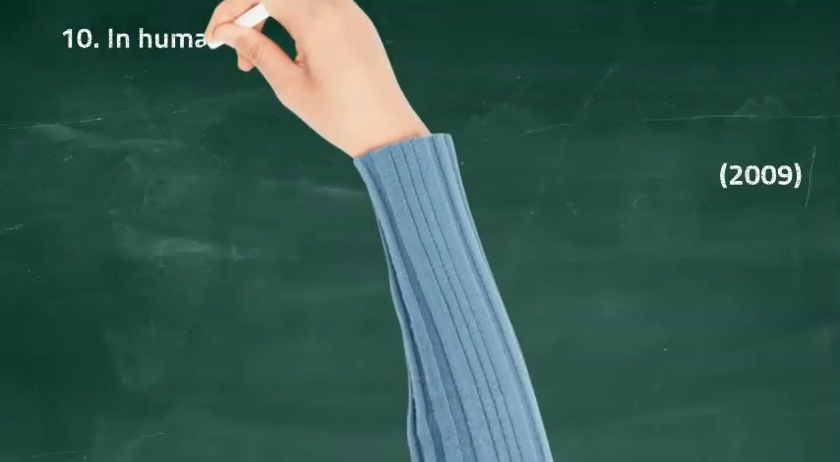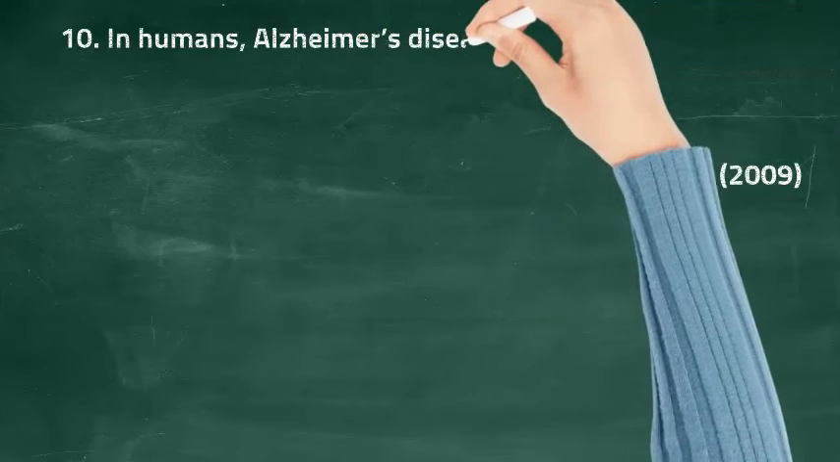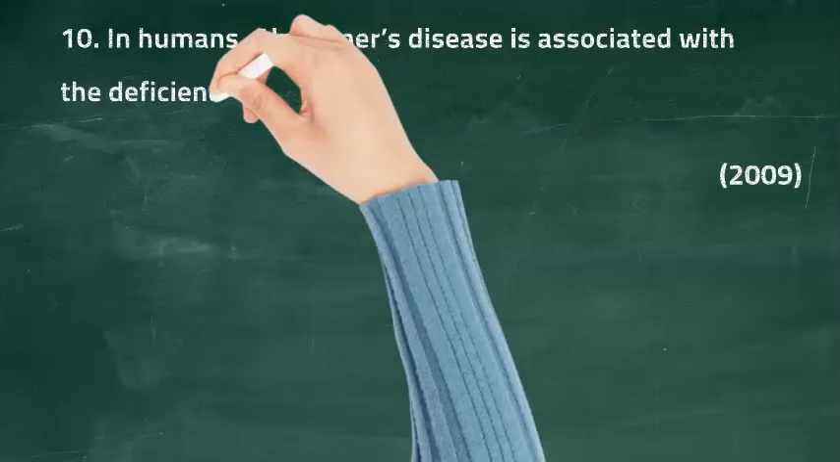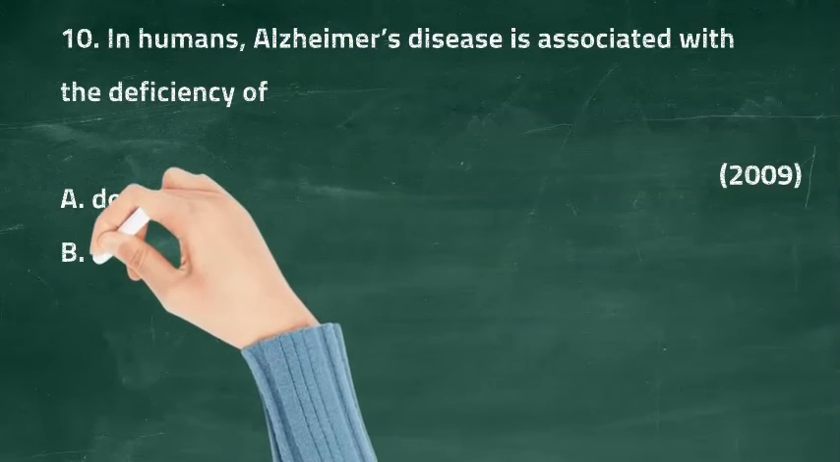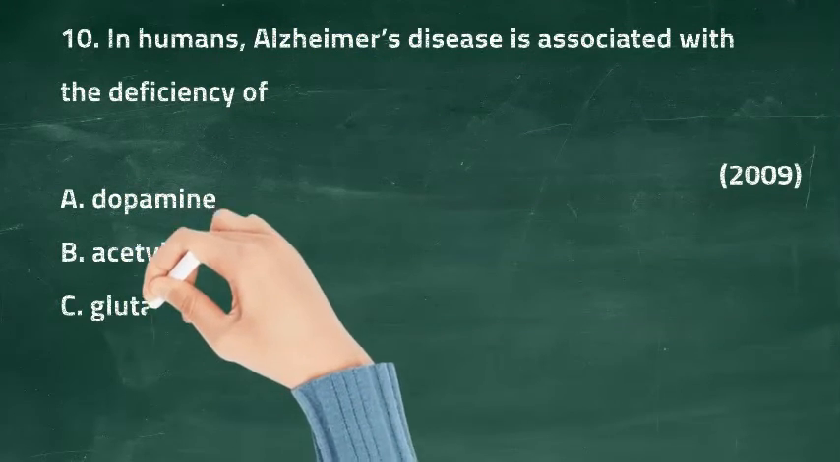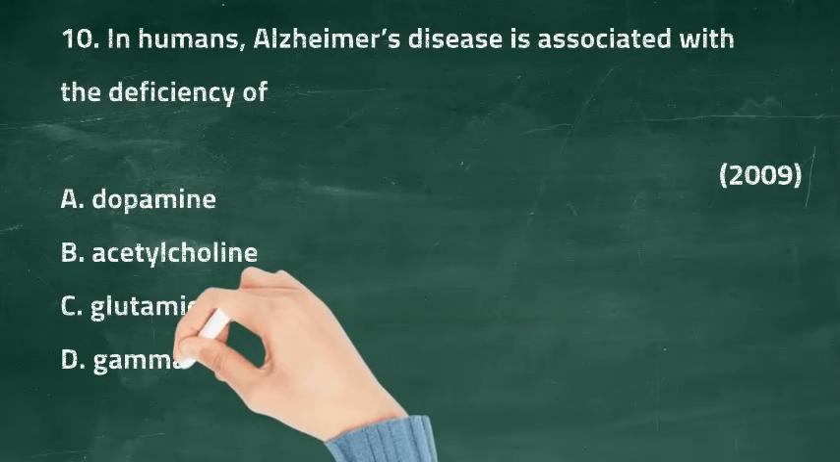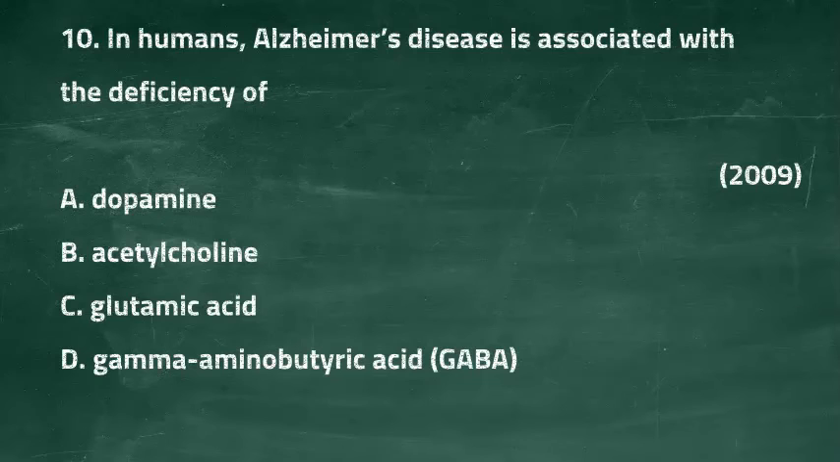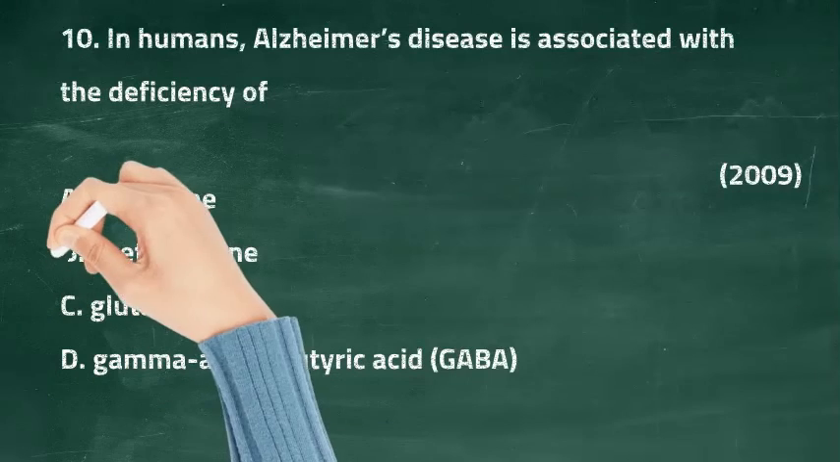So the last question for this lecture is: in humans, Alzheimer's disease is associated with the deficiency of: option A is dopamine, option B is acetylcholine, option C is glutamic acid, and option D is gamma aminobutyric acid. The right answer for this question is option B, which is acetylcholine.